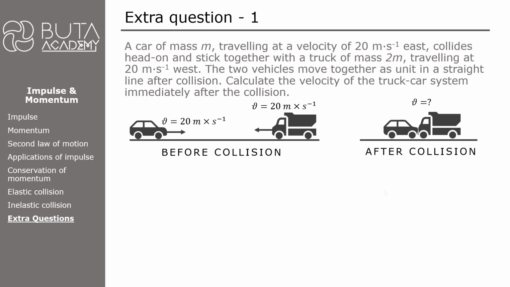A car of mass m, traveling at a velocity of 20 meters per second east, collides head-on and sticks together with a truck of mass 2m, traveling at 20 meters per second west. The two vehicles move together as a unit in a straight line after the collision. Calculate the velocity of the truck-car system immediately after the collision.